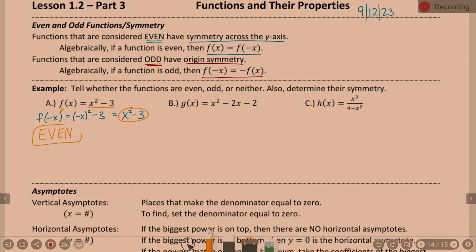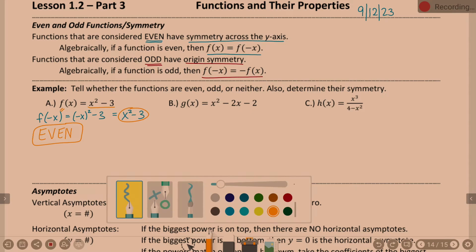Now, the directions also said to determine symmetry. Well, based on the definition of even, what would you expect of your graph? Symmetric across the y-axis. Now, have you graphed it? Does your graph agree with this answer? Yes.